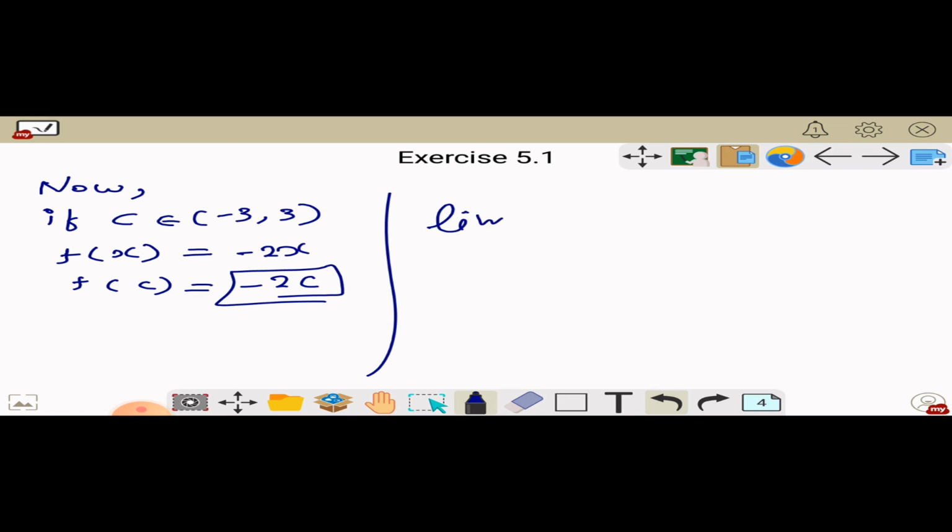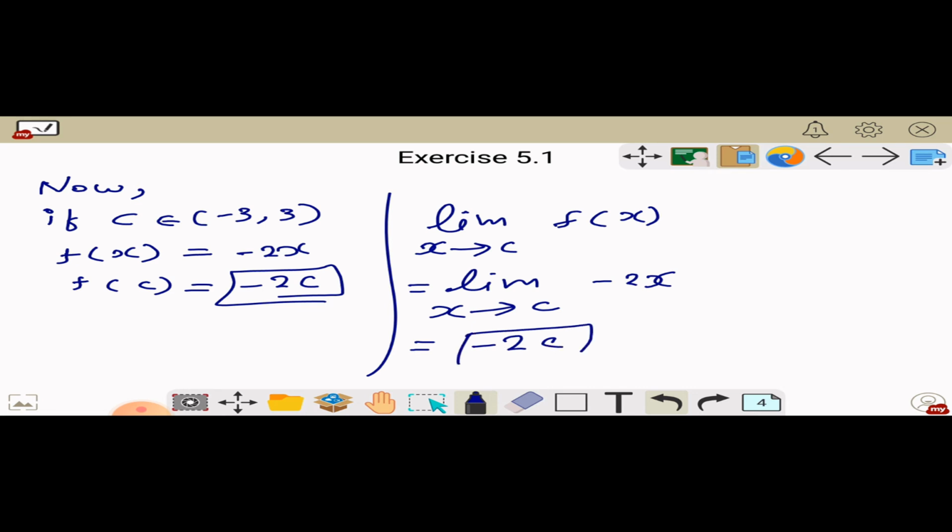Now let us take a limit. Limit x tends to c of f of x. Now here our point c is in between minus 3 to 3. So we can write limit x tends to c of minus 2x is equal to minus 2 into c. So here also we can write that our function is continuous when x is in between minus 3 to 3.